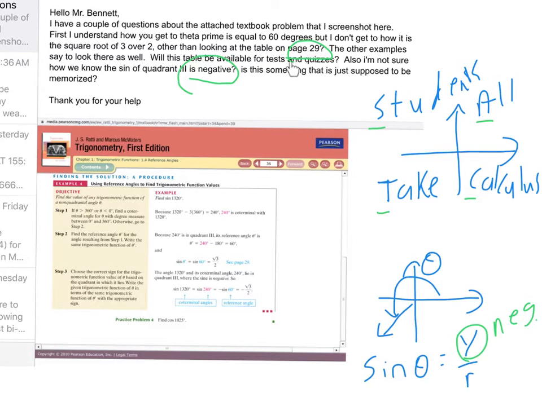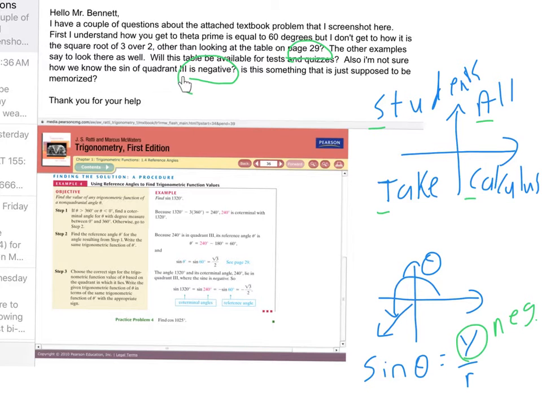Will it be available on tests and quizzes? Well, you're going to be taking those at home, except for the final, and it's not going to be available on the final. So what you do at home, yeah, you can look, but on the final it will not. So at some point you want to memorize it. There's certain angles, like sine of 60, cosine of 60, that you do over and over again in this book.